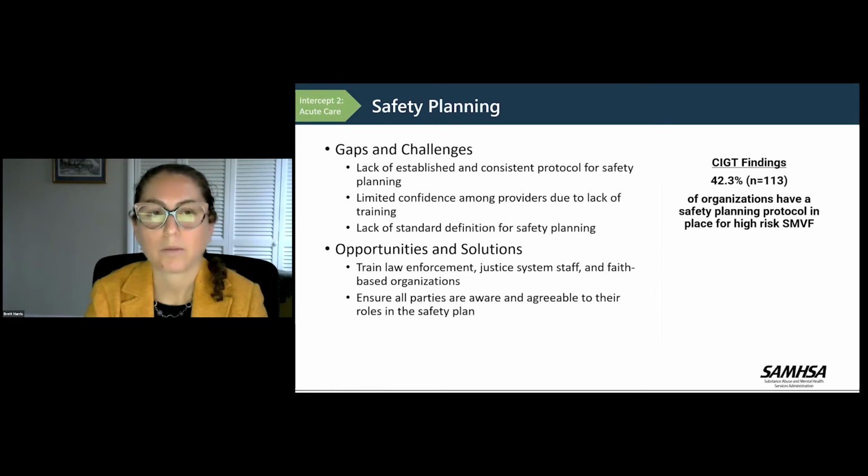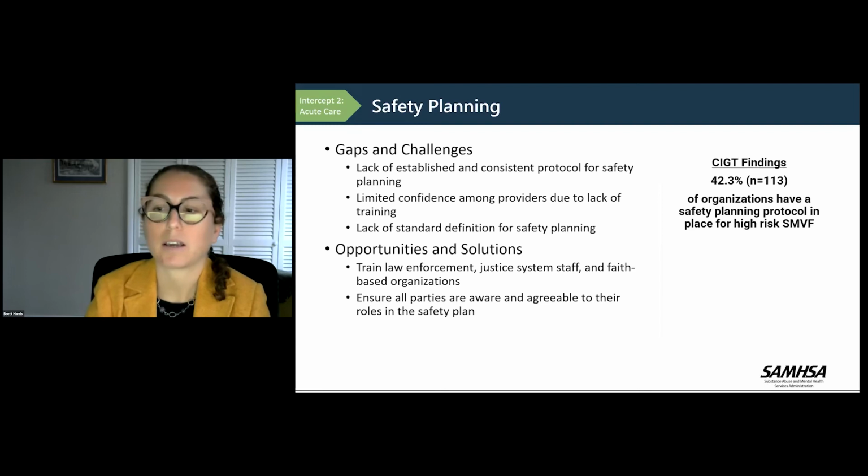So jumping to safety planning. This is Intercept 2, acute care. And safety planning, if you remember from the crisis intercept map that went over the 4 different intercepts, was listed as Intercept 2, 3, and 4. So I'm going to talk about all of the issues related to it, rather than waiting until we get to Intercept 3 and 4.